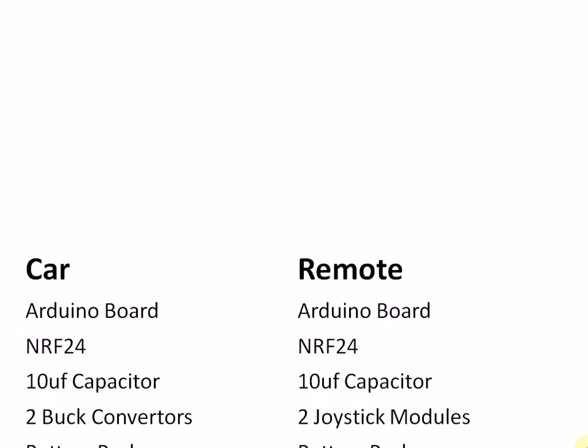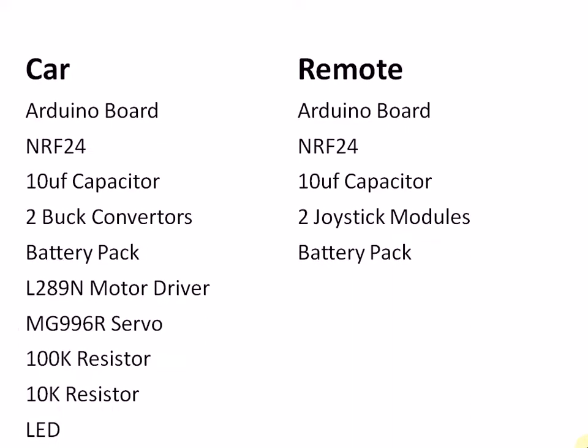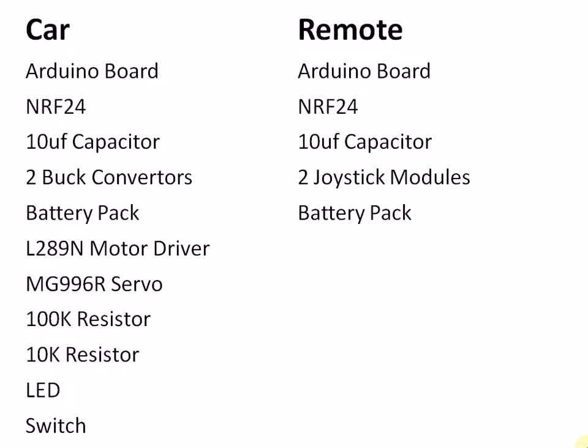Old RC car. Don't throw it away. Here's what you can do to make it better. You'll need 2 Arduino boards, 2 NRF24 transceiver modules, along with 2 10 microfarad capacitors. The capacitors will help smooth the voltage going to the NRF24s.